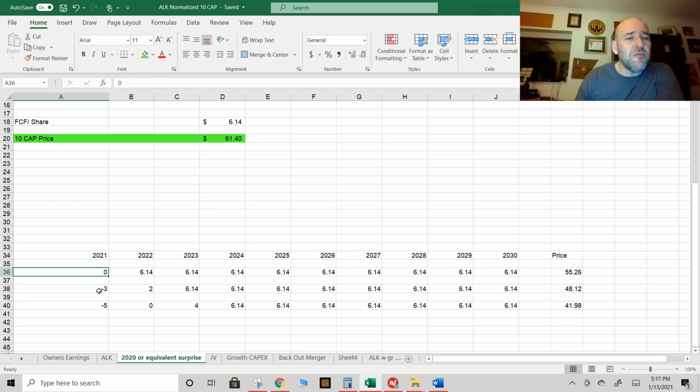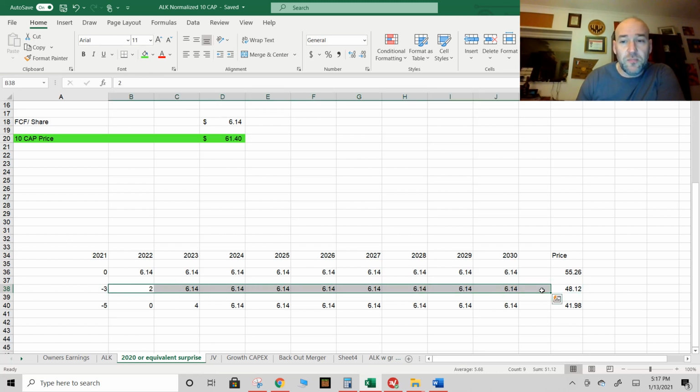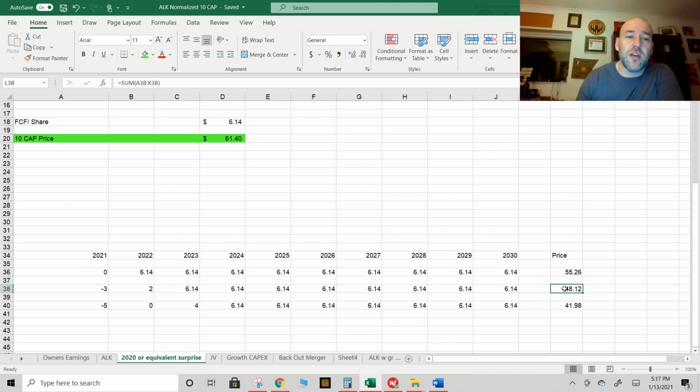Maybe they continue to suffer this year and they have some losses like they did in 2020. And then they only partially recover in 2022. And then we finally get back to the normal year in 2023. And then recalculate the price there. Basically just sum up this line. And you can see instead of doing 10 of the same thing, I've just adjusted those 2 years. I get 48.12.